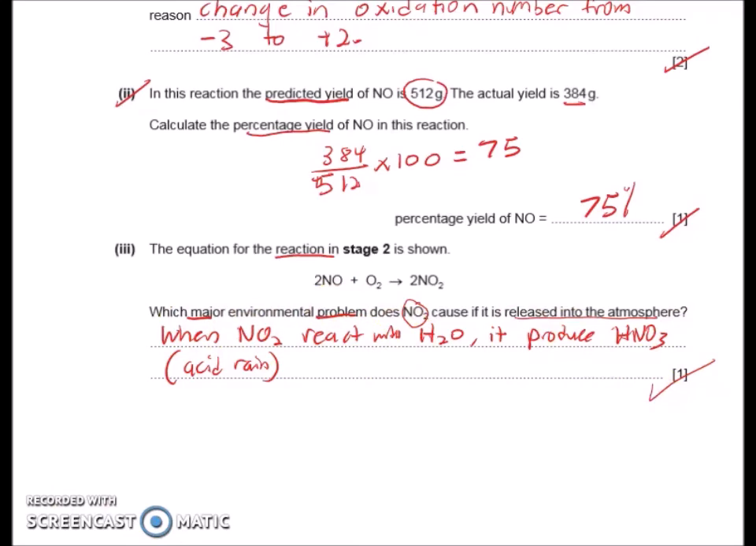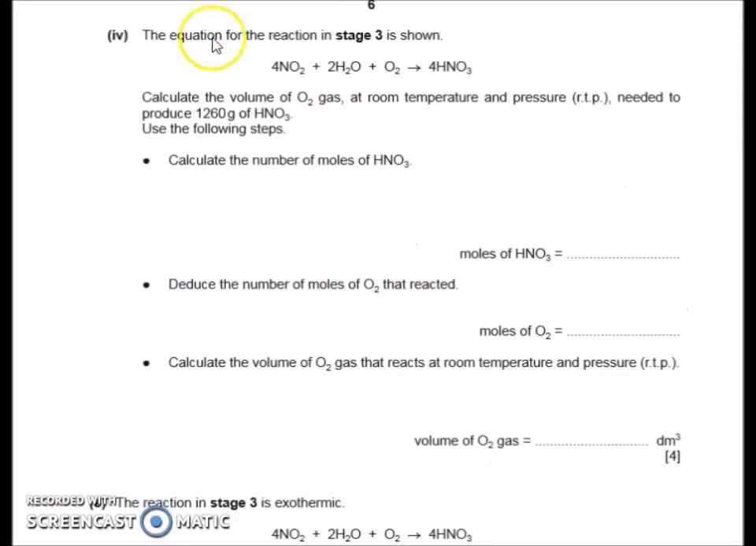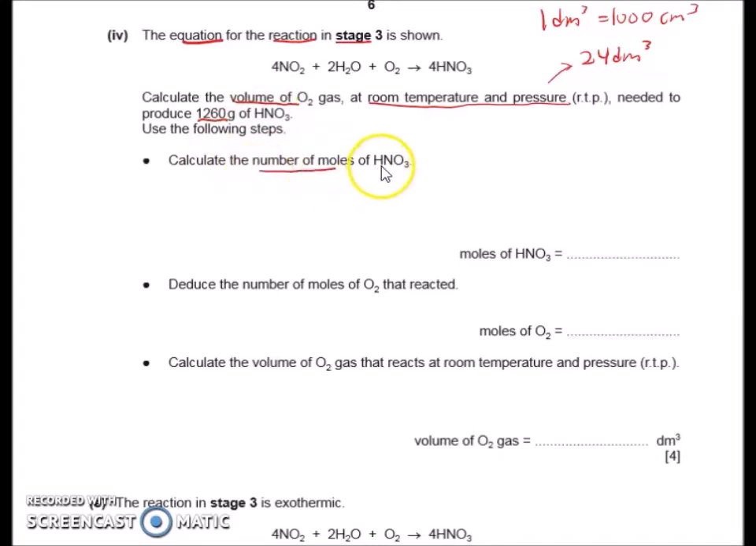We move on with the next question. Okay, the equation for the reaction in stage 3 is shown below. Calculate the volume of oxygen at room temperature and pressure. So this one is 24 dm cubed, and please remember 1 dm cubed is equal to 1000 cm cubed. Needed to produce 1260 gram of nitric acid. Calculate the moles of nitric acid.